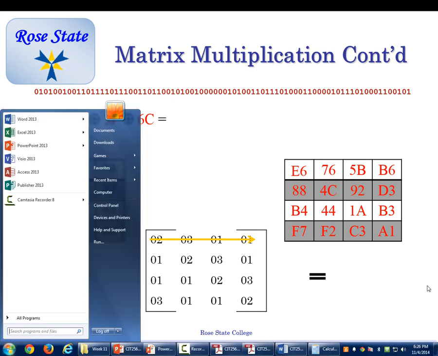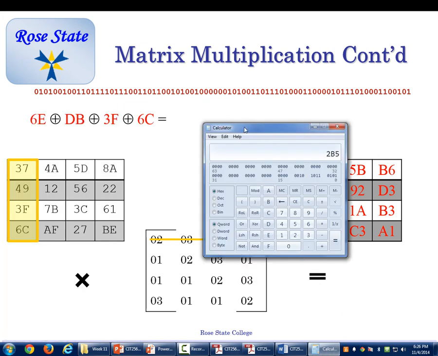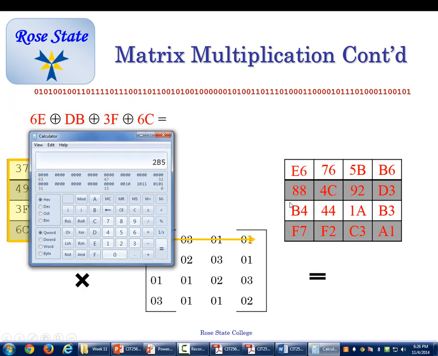Okay, and I want to bring the calculator up again. I want to verify that top one's correct. So since we have those numbers up there, we're going to go 6e XOR db XOR 3f XOR 6c, and what should we get? E6. You get E6. So it does work. Okay? It's just a lot of stinking math. None of it's hard math, but there's just a bunch of it.